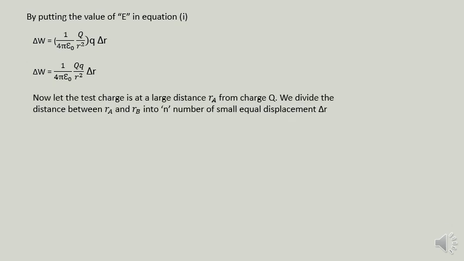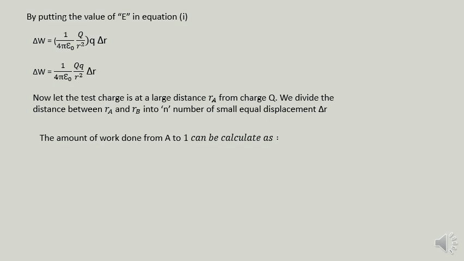Now let the test charge be at a distance Ra from charge Q. We know that the test charge is at point A, and the distance between Q and A will be Ra. We divide the distance between Ra and Rb into n number of small equal displacements, because we have to maintain E, since E varies from point to point. So, to make an equilibrium in the electrostatic state, we divide this whole path into small distances, which are known as delta R.